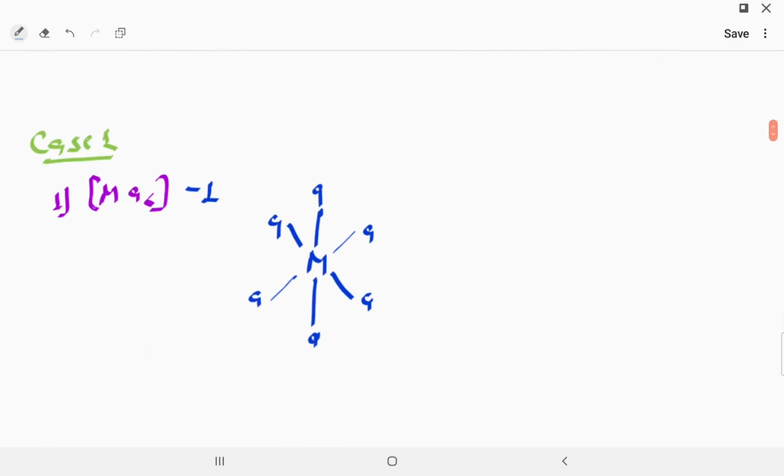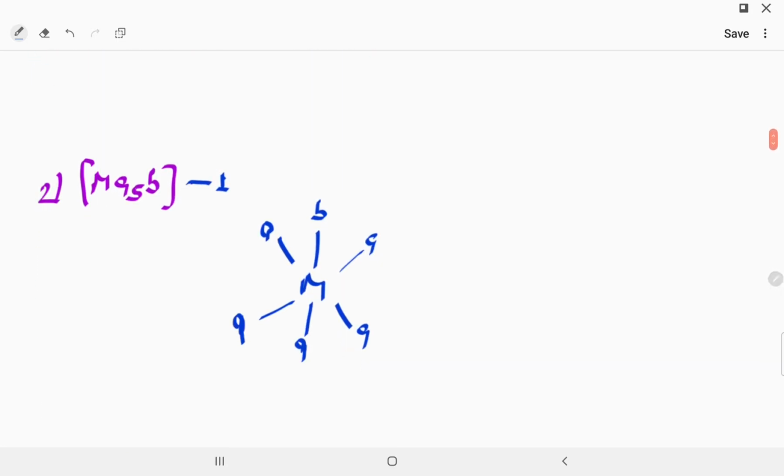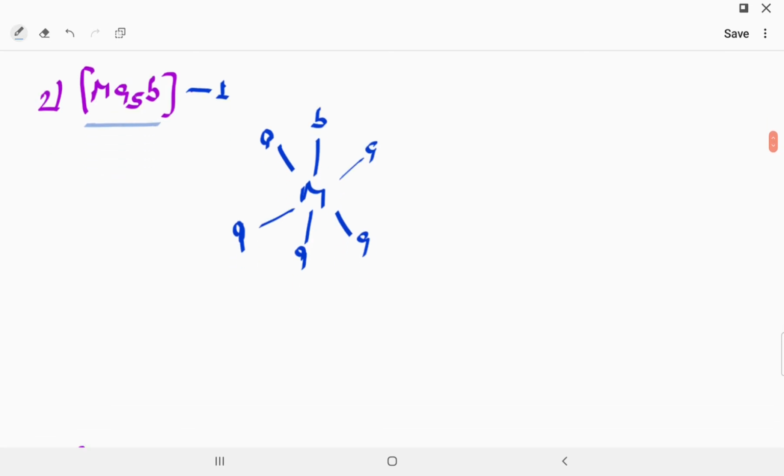Now case number 1, in which the metal atom is attached with all monodentate ligands, so we can say it will show only one type of geometrical isomer. Okay, MA6, in this the metal atom is attached with all A. They will never show different types of isomer. Now in case number 2, MA5B, they will also show one type of isomer. Why, sir? Because in this there is no change, we can say that.